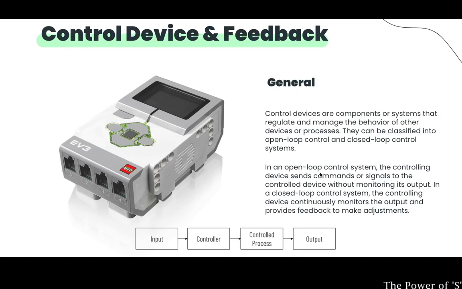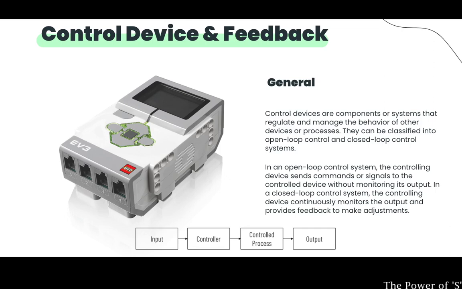So again, this is a control device. This is where the brains of the EV3 happens. You can connect using these ports to your laptops, keep this on your project, use it. A control device is a component or system that regulates and manages the behavior of devices. So it records what happens. They can be classified into two things, open loop or closed loop systems.